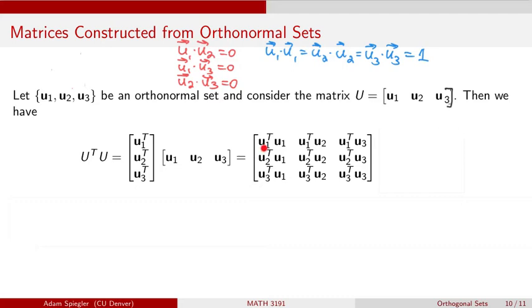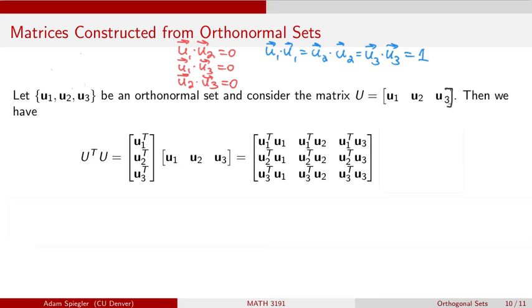So I get U1 transpose times U1 in the first position. Then I would get U1 transpose times U2 to give me the 1, 2 position. And then U1 transpose times vector U3 over here. And we get similar products in each of these entries. And now each of these entries is exactly one of these inner products that we have above.